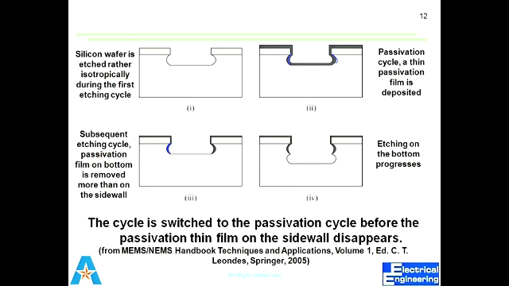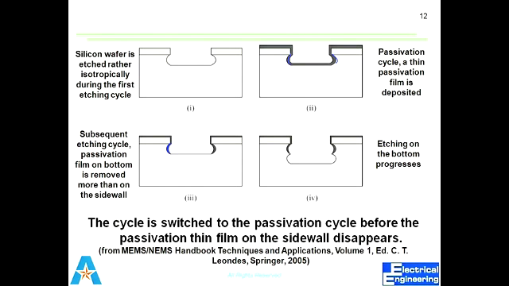After that, in the second cycle, we deposit the passivation layer, and that passivation layer is removed only from the bottom instead of from the side walls in the third step. And again, in the last step, we do etching. So etching, passivation layer. After this etching, we again deposit the passivation layer. So the bottom line is that the cycle is switched to the passivation layer before the passivation thin film on the side wall disappears. This is how you multiplex that.